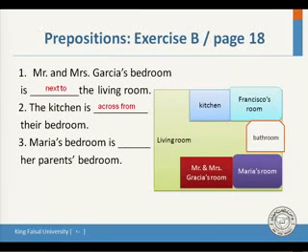It is across from. Look at the diagram again. The kitchen is across from their bedroom. Sentence 3. Maria's bedroom is blank her parents' bedroom. Look at the diagram. We have Maria's room and her parents' room. They are next to each other. Then Maria's bedroom is next to her parents' bedroom.